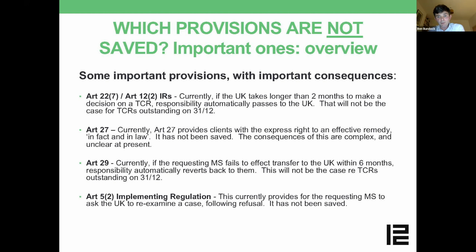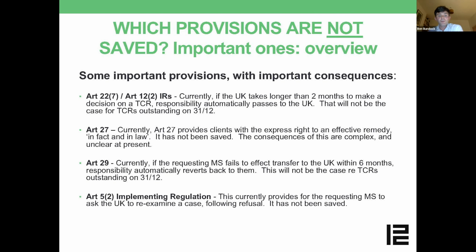Article 29, currently, says if the UK accepts responsibility, but then the requesting state, again I'll use the example of Greece, doesn't manage to effect the transfer within 6 months, then responsibility reverts back to Greece because they haven't effected that transfer quickly enough. And that hasn't been preserved, so that won't be the position in relation to these transitional cases.